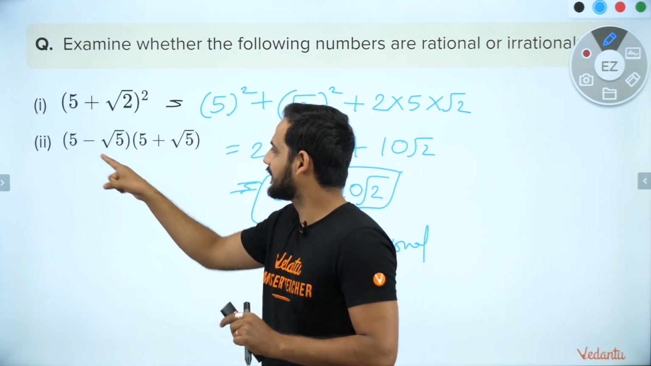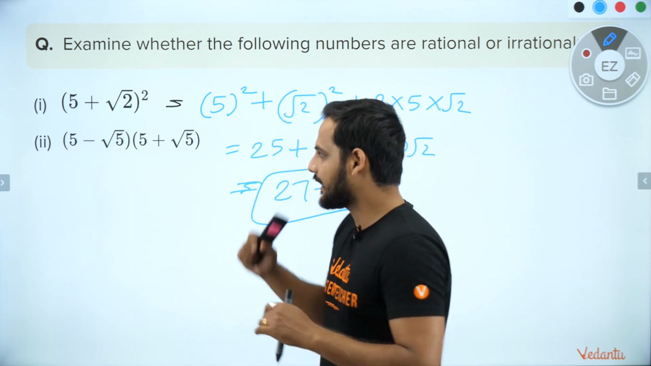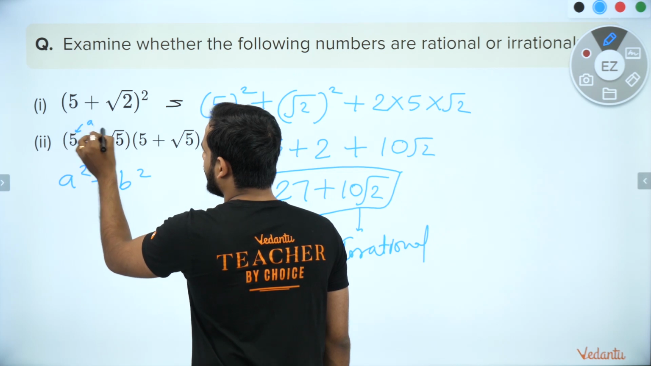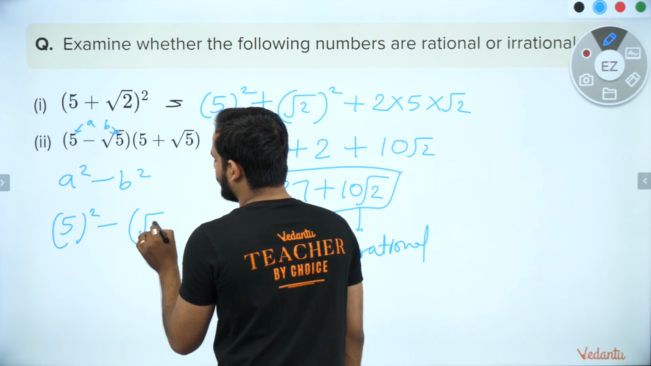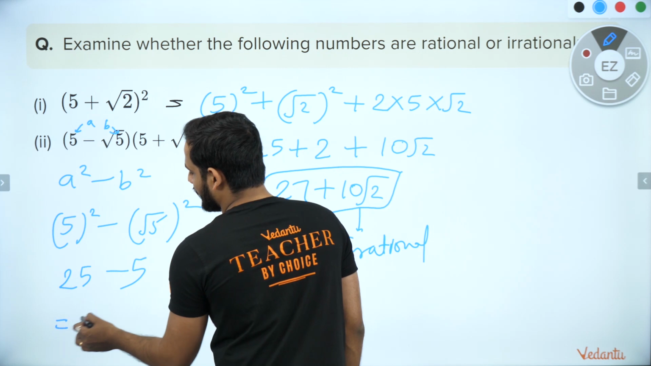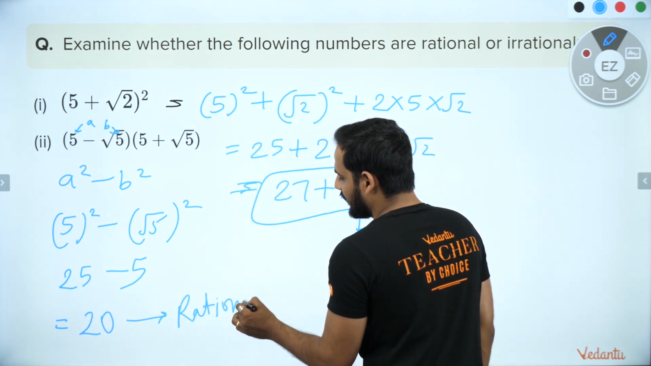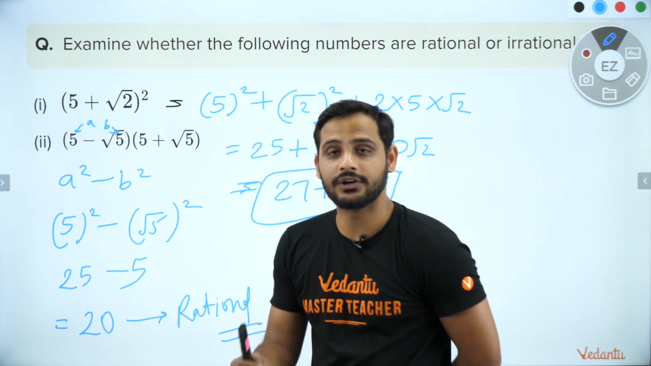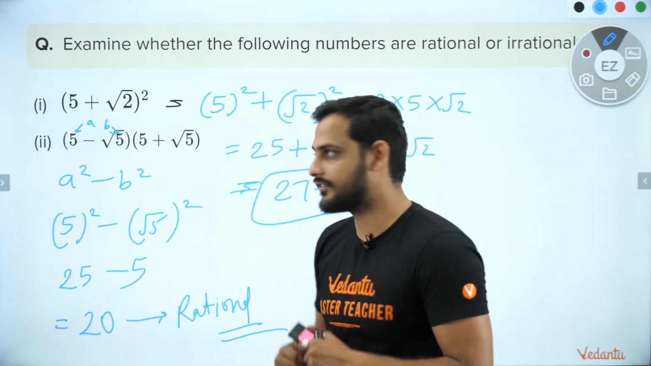Let's solve this part. 5 minus root 5 into 5 plus root 5. What is that? (a minus b) into (a plus b) is a square minus b square. Let us say this is my a, this is my b. So I will get 5 square minus root 5 square. 25 minus 5, which is 20. And my answer is rational. So always simplify them first and then think whether it is an irrational number or a rational number.